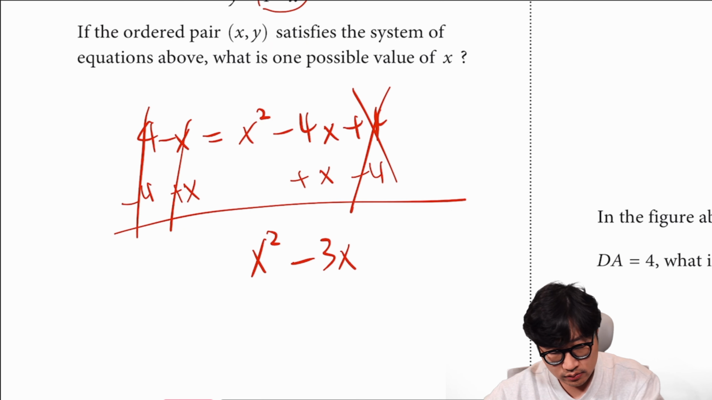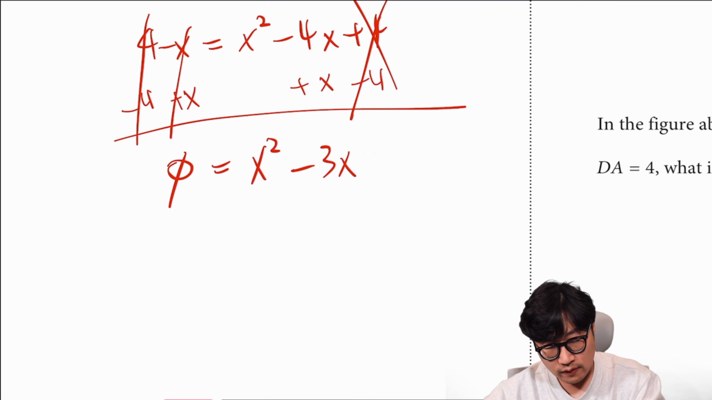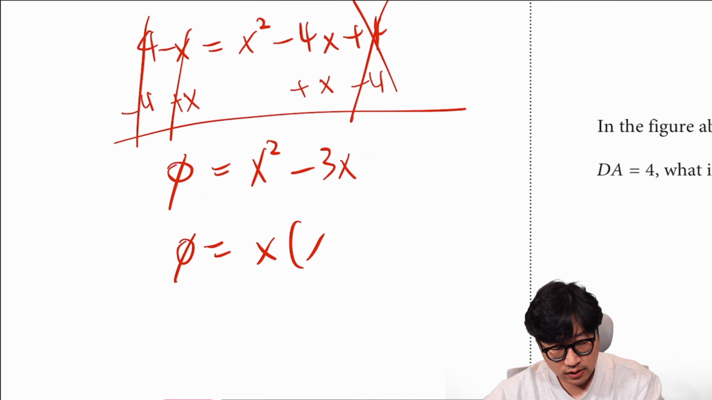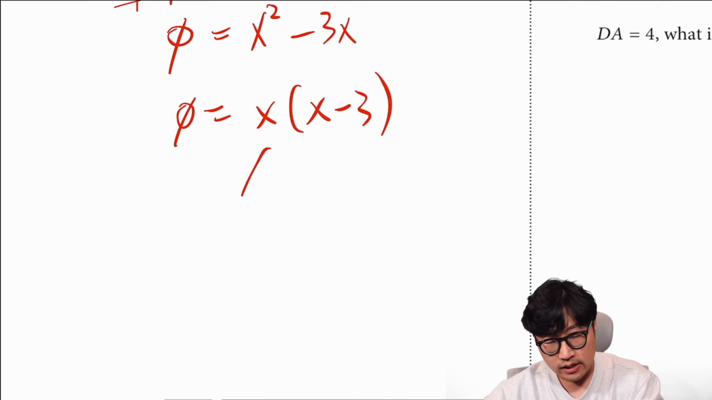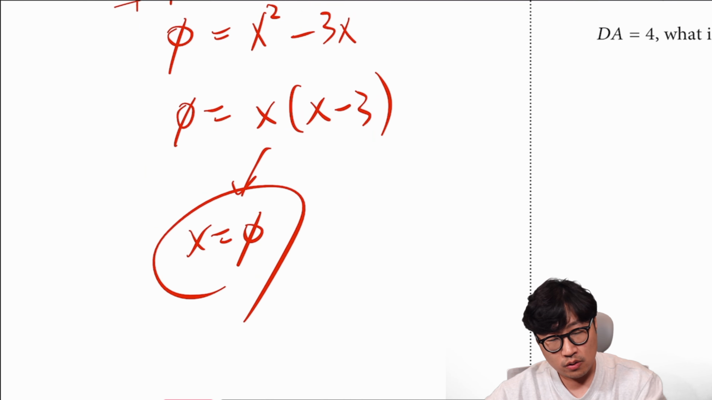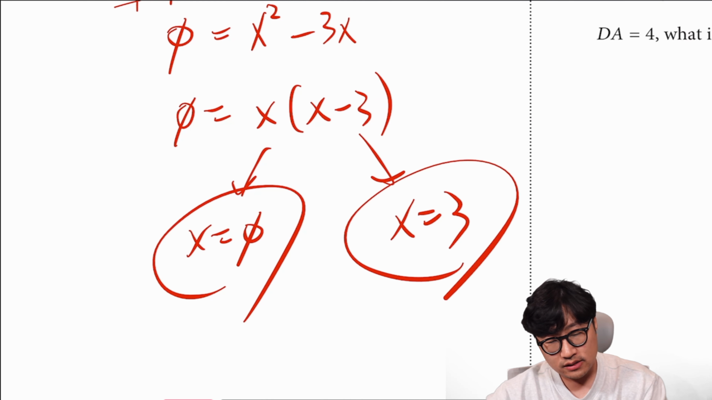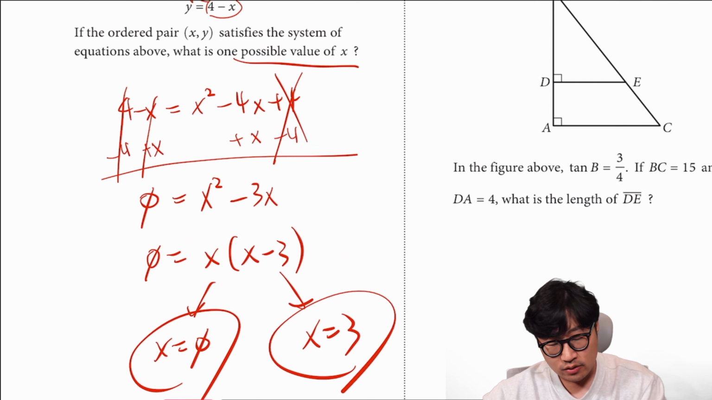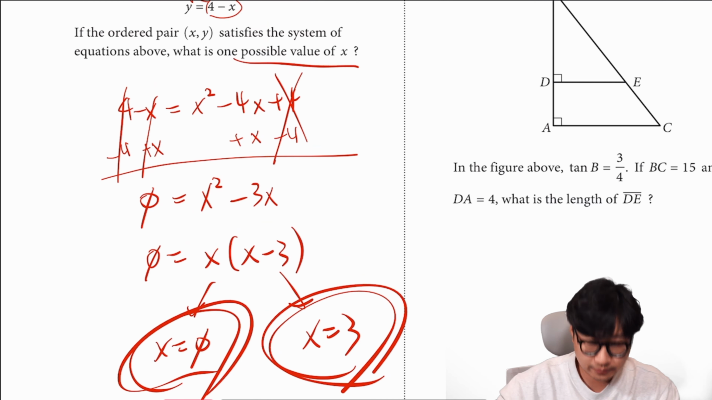The constant cancels, and that's equal to 0. So go ahead and factor out the x. That'll be x times (x minus 3) is equal to 0. So x could either equal 0 or x could equal 3. It says what is one possible value, so circle whichever you want.